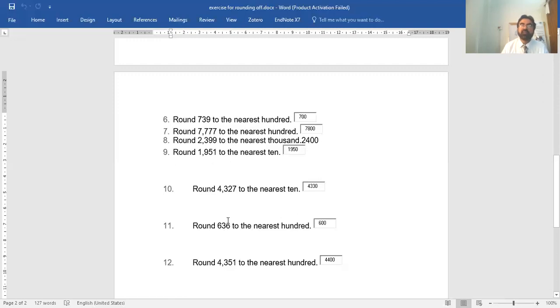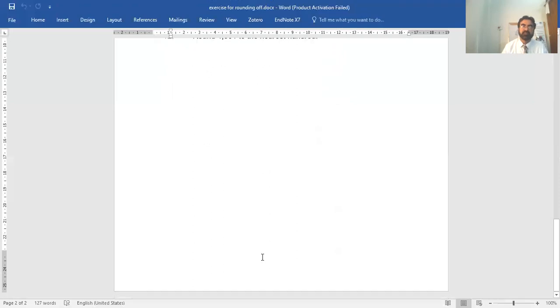Round off 636 to the nearest 100. In 100 we have 6. You have to remove the 6 and the 3, because the 3 is less than 5, so it will become 600. Rounding 4351 to the nearest 100, it will become 4400, as the 5 will increase 1 in the 3, and it will be deleted, so 4300.